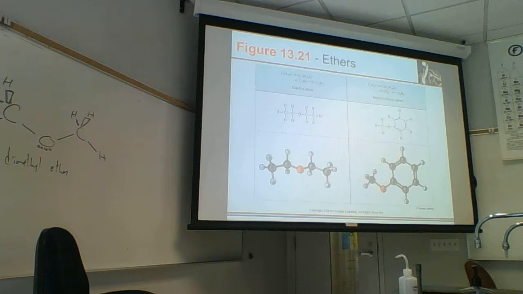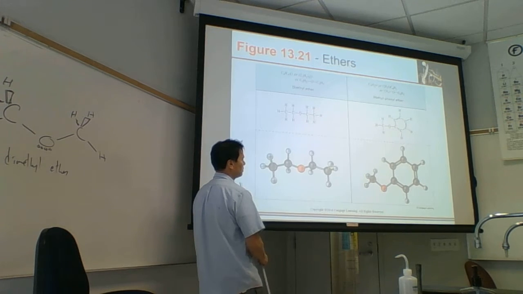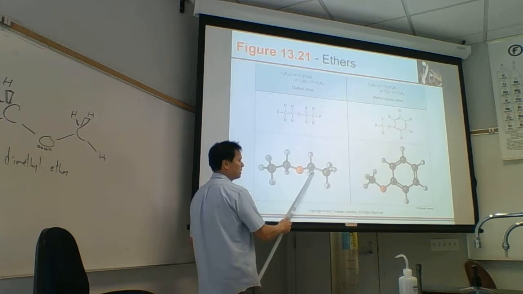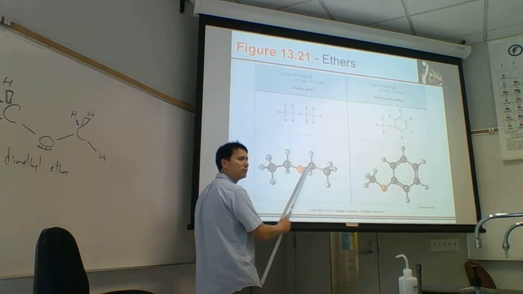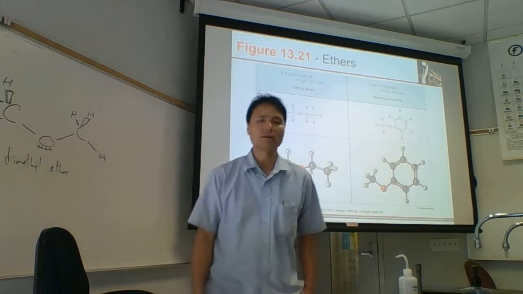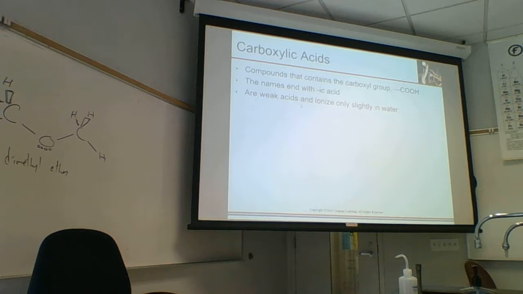How about this? What if I knock one of these ethyls off and replace it with a methyl? So let's say I had an ethyl methyl. If it was an ethyl methyl, would I call it ethyl methyl ether or methyl ethyl ether? Which would it be? Ethyl methyl, because it's alphabetical. And so here, methyl phenyl ether.